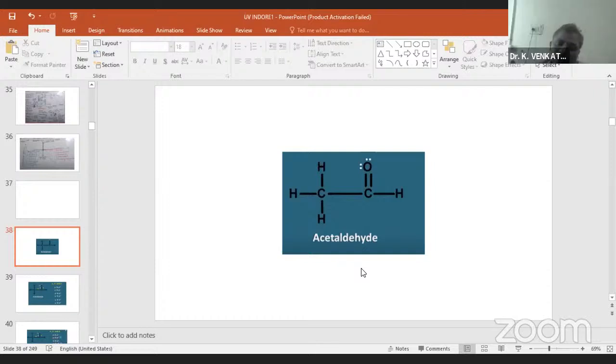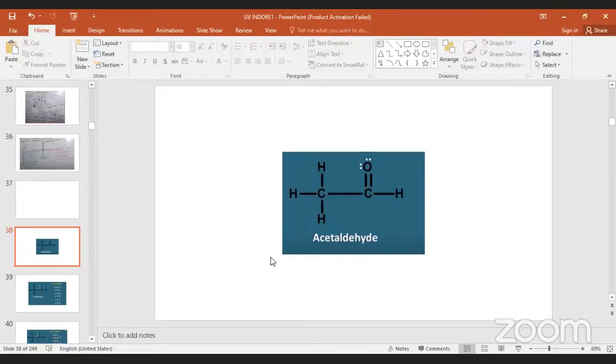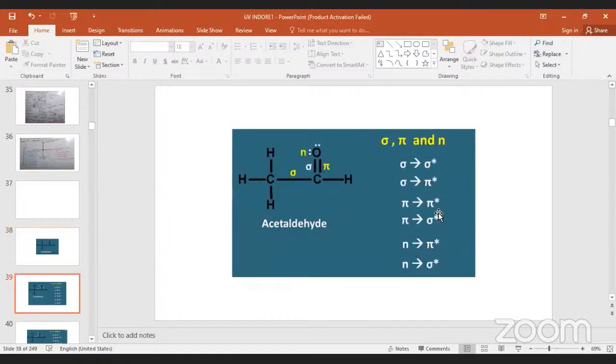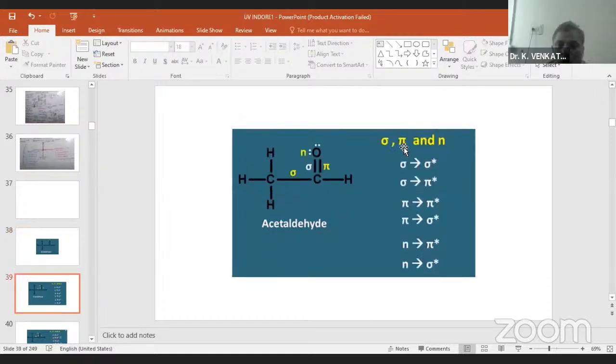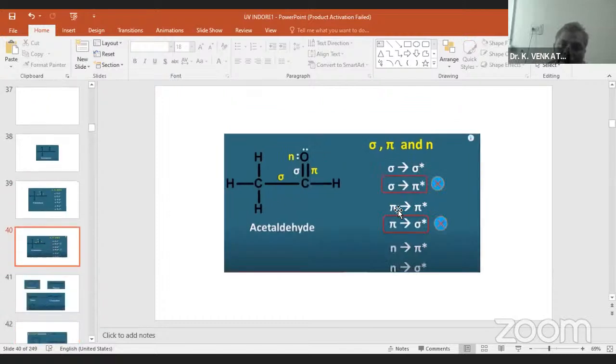Okay, next, sigma to sigma star is not possible. Yes, sigma to sigma star is also possible. Sigma to pi star is also possible. Yes, very good, sir. So this is the total possible.